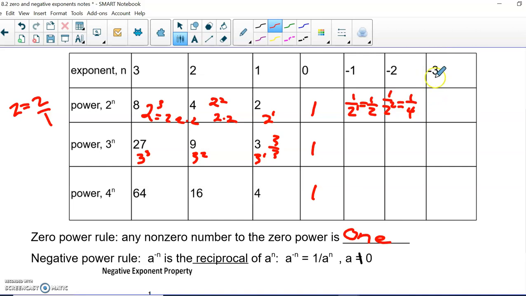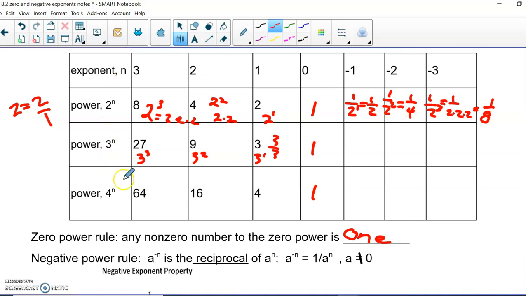And I'm going to do it one more time. To get rid of that negative on the 3, I have to flip the 2 over 1 upside down and make it 1 over 2. And now my power is positive 3. So that's going to give us 1 over 2 times 2 times 2, or 1 over 8.